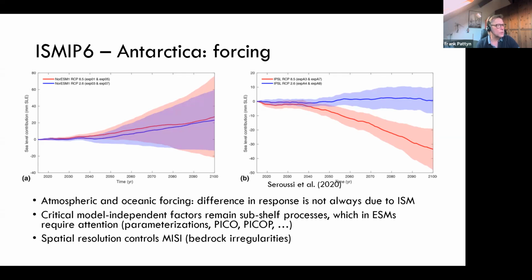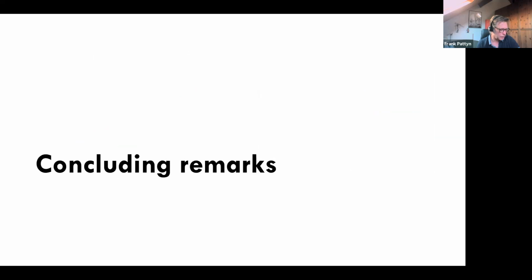But there are some critical model factors or model independent factors on the subshelf processes. It's the way you link ocean forcing to ice shelves and so on. And there are several ways of doing this and several sensitivities related to that. And then also spatial resolution, again, controls the grounding line retreat and potential instabilities, especially due to resolved or not resolved bedrock irregularities.